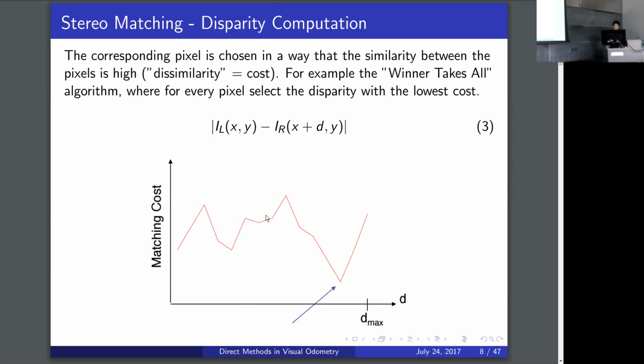When we do a disparity computation, we're basically trying to look for the same pixel in the second image along the epipolar line, and we could use an algorithm called winner-takes-all, where it traverses along the epipolar line to find the smallest difference in terms of light intensity.